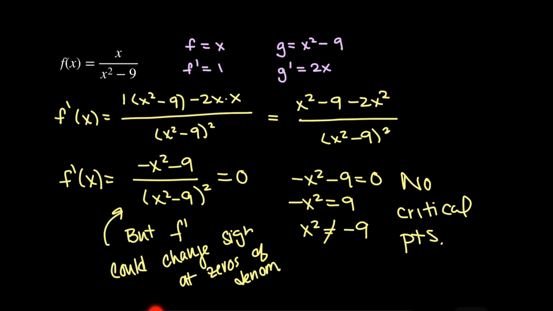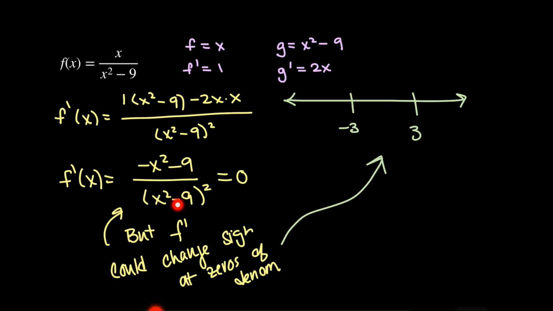However, it's possible that f prime could change sign at the zeros of the denominator. The zeros of the denominator are technically places where the derivative doesn't exist. They're not actually critical points because they're not in the domain of the function. But that denominator is going to equal 0 when x equals -3 or +3. So I'm going to make my table and figure out what is the sign of the derivative when x is smaller than -3, when x is between -3 and 3, and when x is bigger than 3.